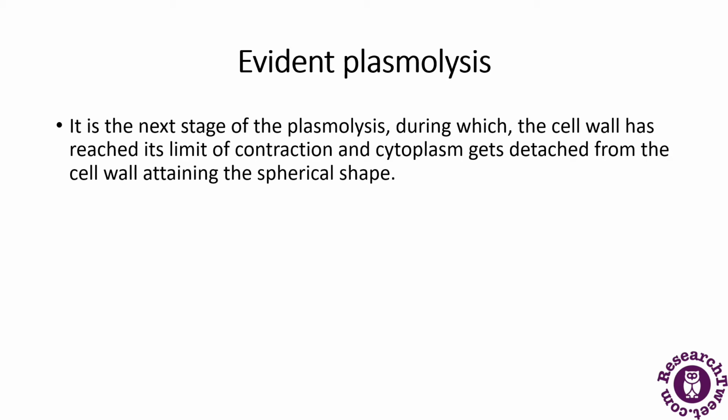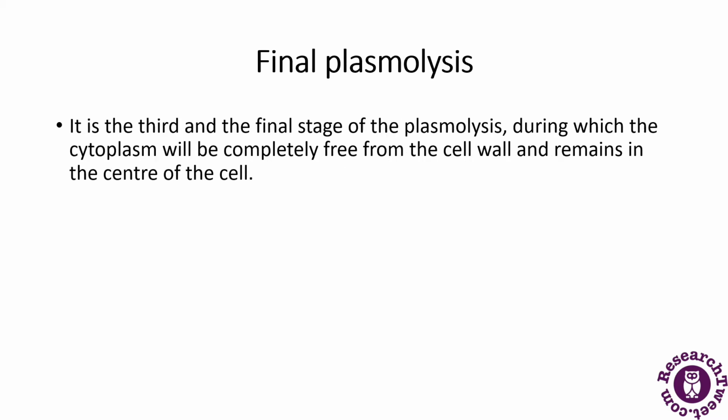Next comes evident plasmolysis. After the incipient stage, it is the next stage of plasmolysis in which the cell wall has reached its limit of contraction, and the cytoplasm gets detached from the cell wall, attaining a spherical shape. So this is evident plasmolysis. Next comes final plasmolysis. It is the last and third stage of plasmolysis, in which the cytoplasm is completely free from the cell wall and remains in the center of the cell. So this is final plasmolysis.